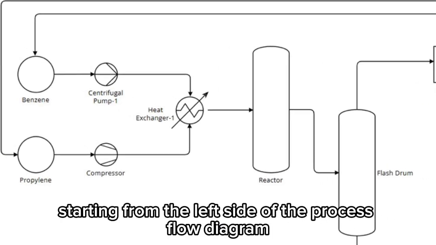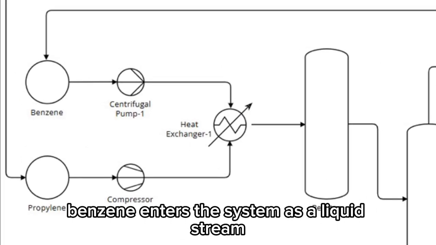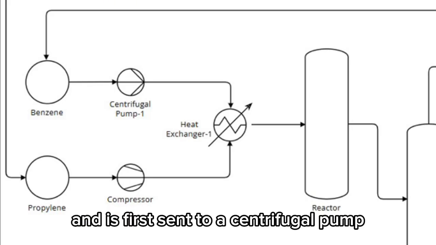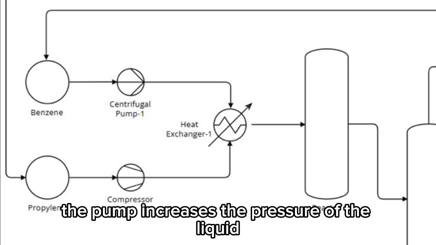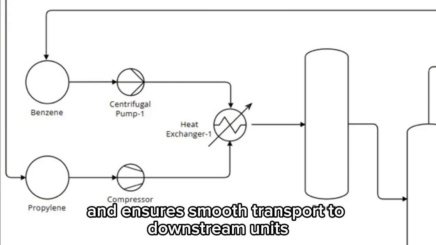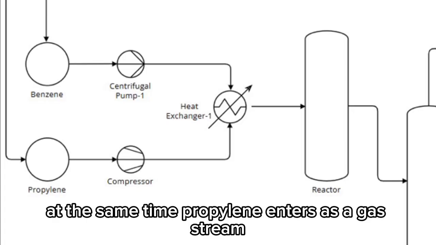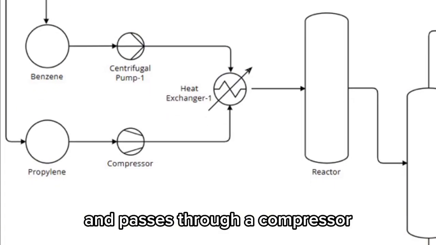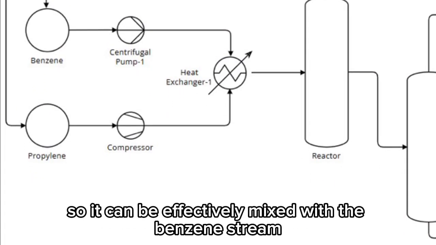Starting from the left side of the process flow diagram, benzene enters the system as a liquid stream and is first sent to a centrifugal pump. The pump increases the pressure of the liquid to overcome friction losses in the piping system and ensures smooth transport to downstream units. At the same time, propylene enters as a gas stream and passes through a compressor, which increases its pressure so it can be effectively mixed with the benzene stream.